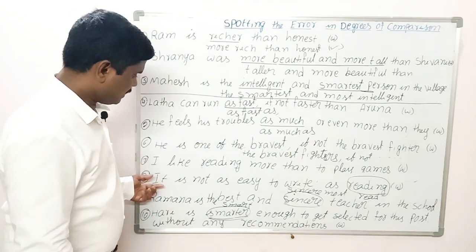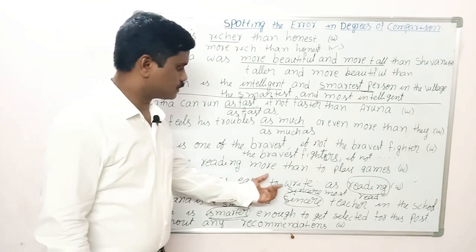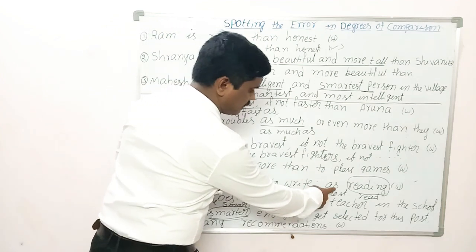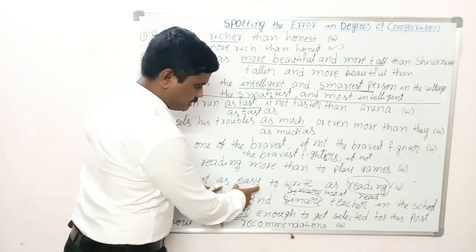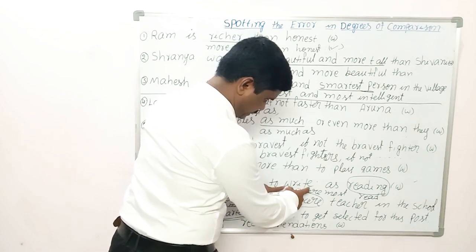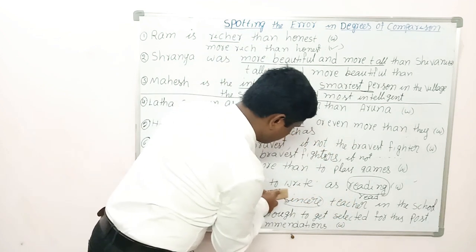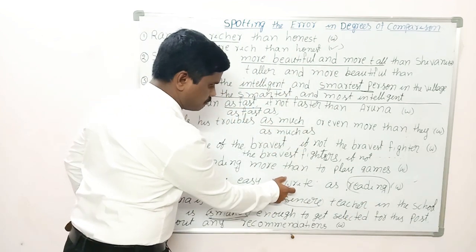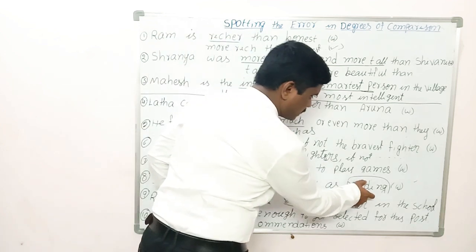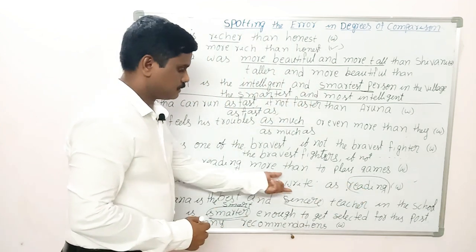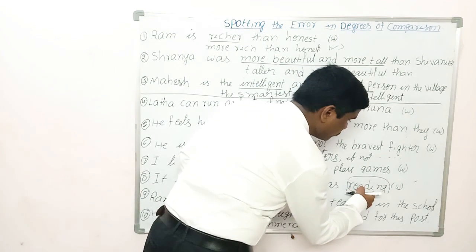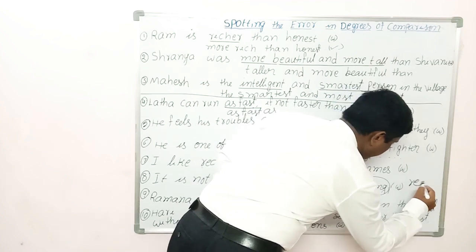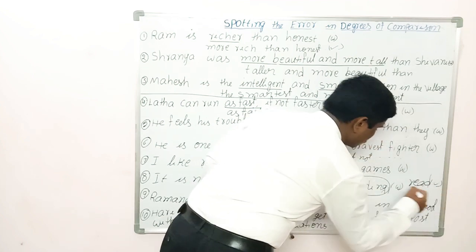Another sentence. It is not as easy to write as reading. As positive degree. Easy adjective 1. Comparison is right. So when we want to compare verb 1, here also we must write verb 1. That is the correct answer. So here verb 1, here verb 1 ing form is there. So this is the wrong sentence. The correct answer is read. We should not write reading.